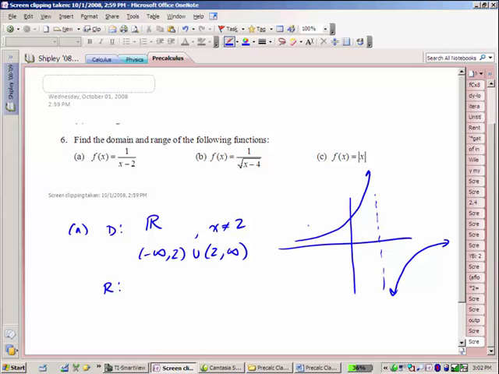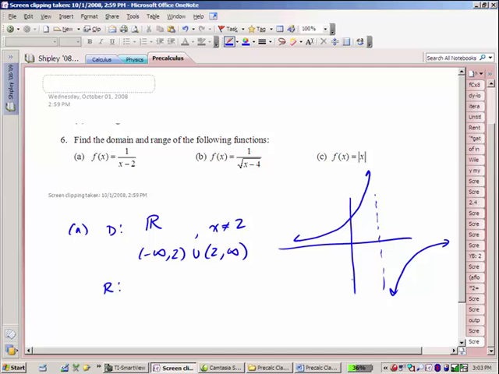All right? And if you look at that function, if you scan up and down the y-axis, you should ask yourself, is there any y value that this function is never equal to? Are there any gaps or holes for y values? And your answer should be yes.